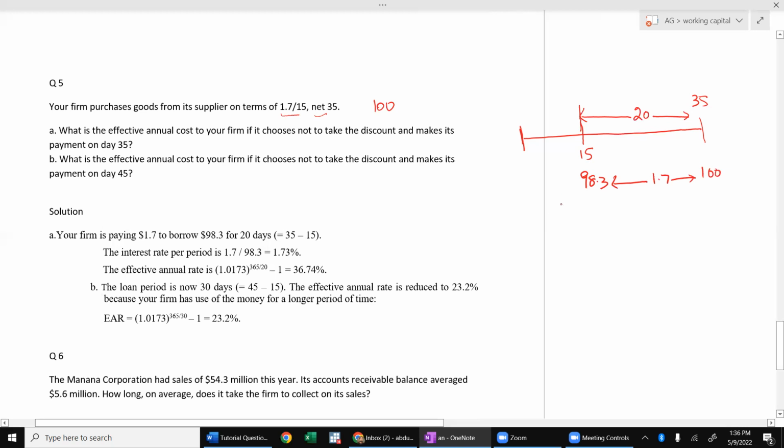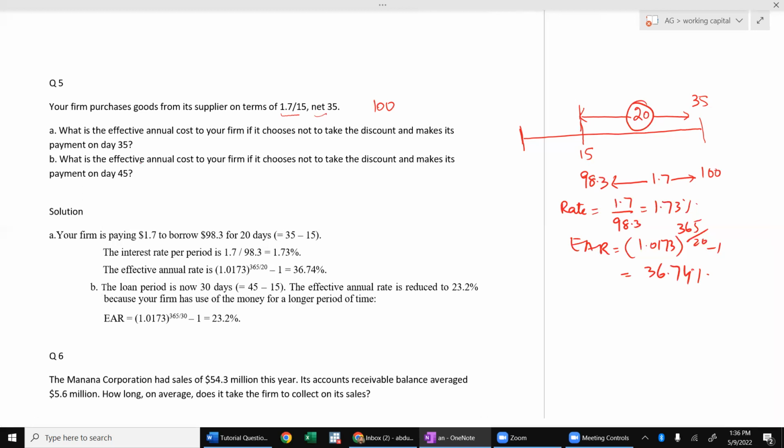So how do we do this? First of all, we need to calculate the rate for the 15 days. So the rate is 1.7 divided by 98.3. Same answer, 1.73%. Then we need to convert to the effective annual rate. Effective annual rate is equal to 1.0173 to the power 365 divided by 20, because this time it is 20, minus 1. The answer is 36.74%.